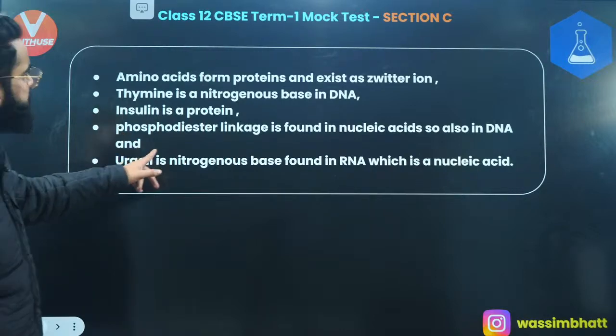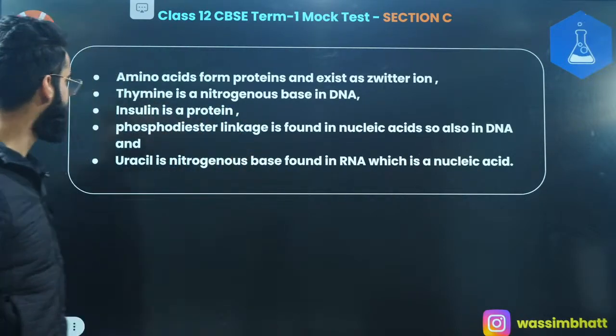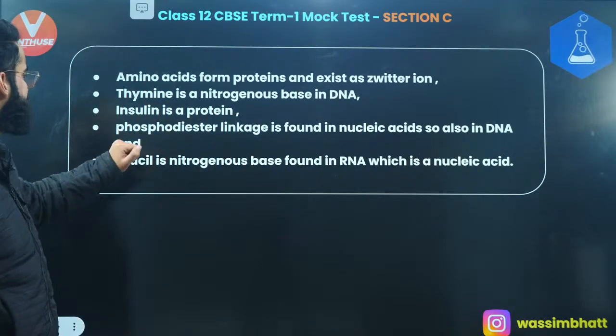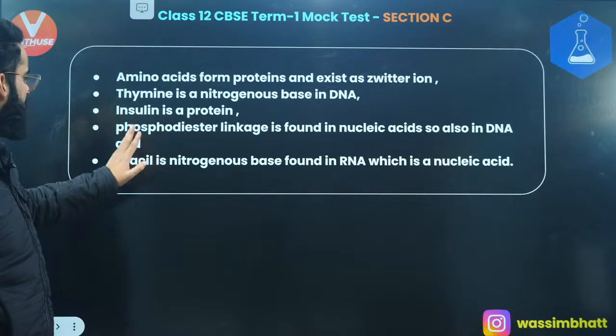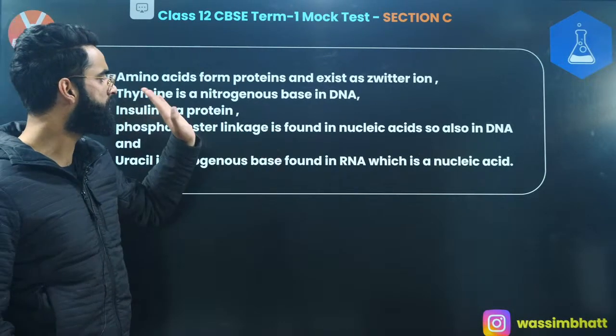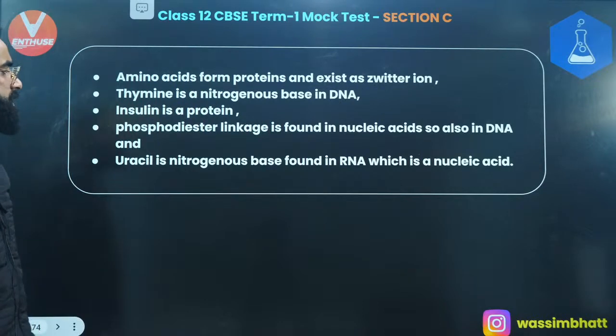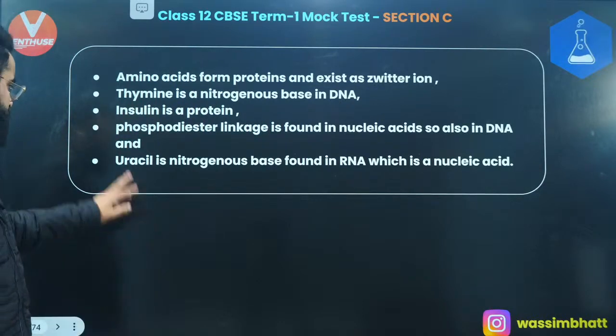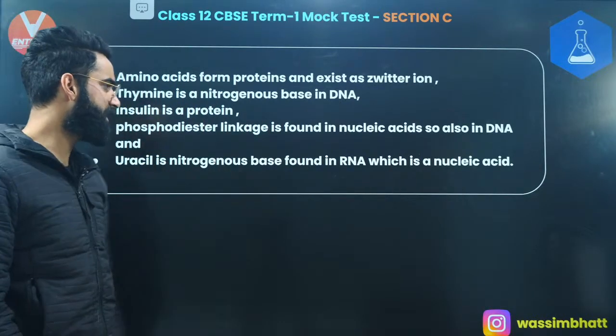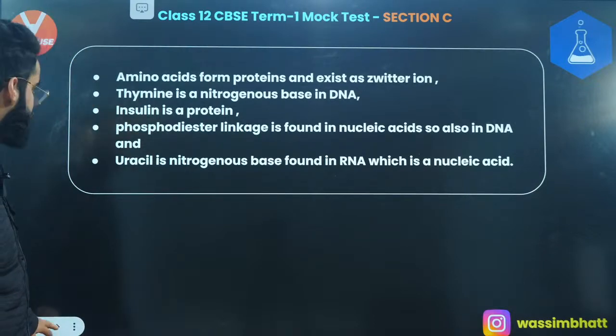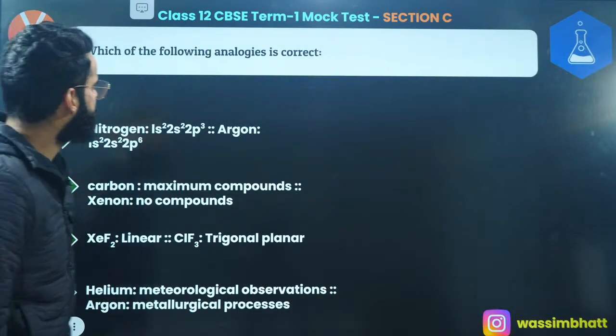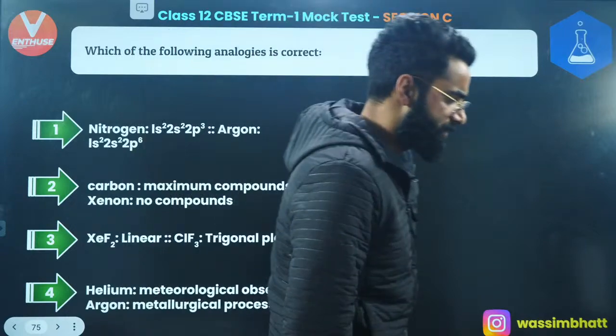So amino acids form proteins and exist as zwitterions. Thymine is a nitrogenous base in DNA. Insulin is a protein. Phosphodiester linkage is found in nucleic acids, so also in DNA, and uracil is a nitrogenous base found in RNA, which is a nucleic acid. Perfect. Which of the following analogies is correct?